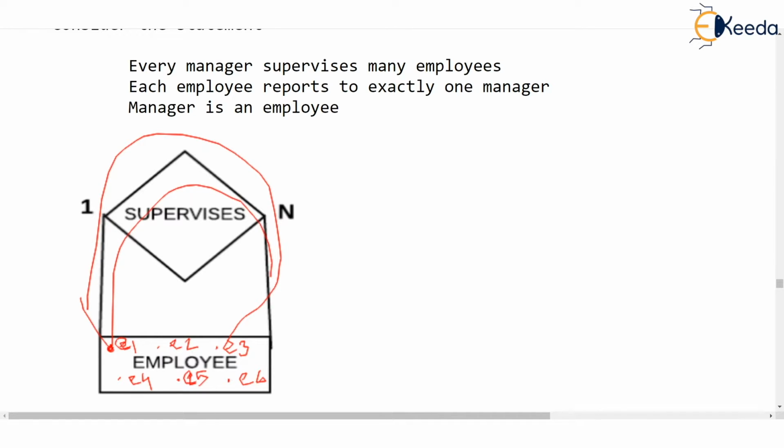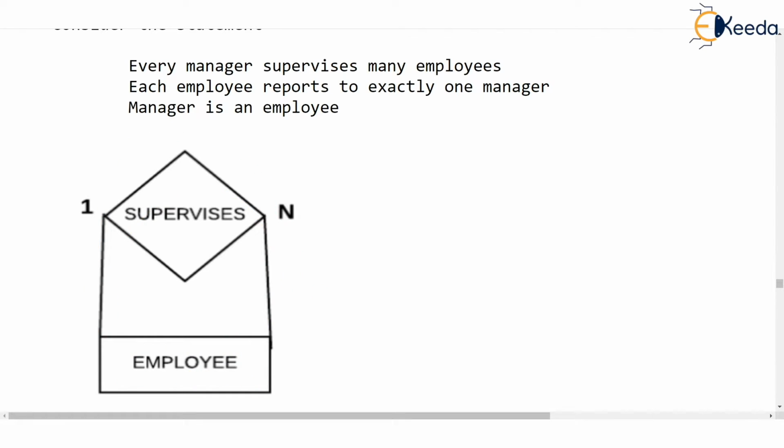So what do you understand? If you ask one person over here, like E1, how many people you supervise, then that person may say, I supervise many, many people. So on this side, you see, we have written n, the many side, whereas we have written one on the other side.